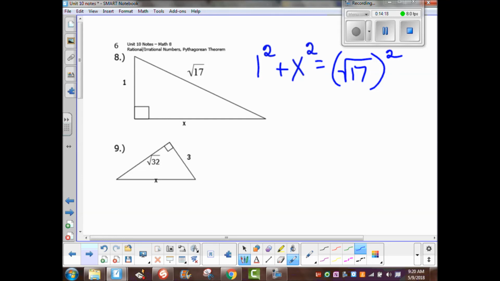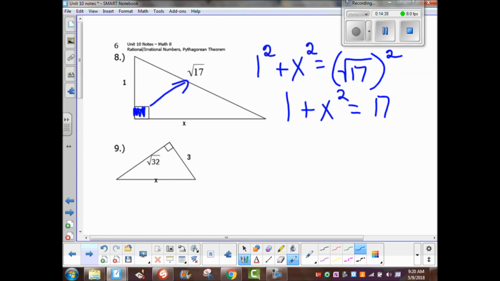Okay, how did we know that 17 was the hypotenuse? There's the right angle, whatever is across from it. So 1 squared is just 1 plus x squared equals the square root of 17 squared. Squared is just what? 17. How do I solve that equation?